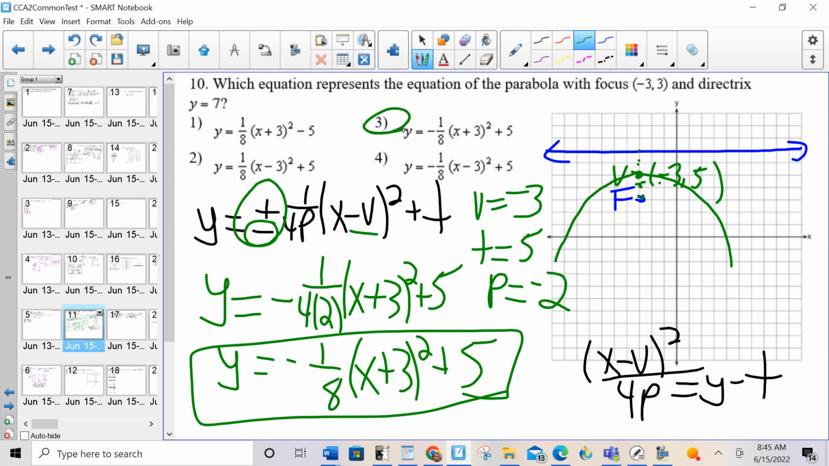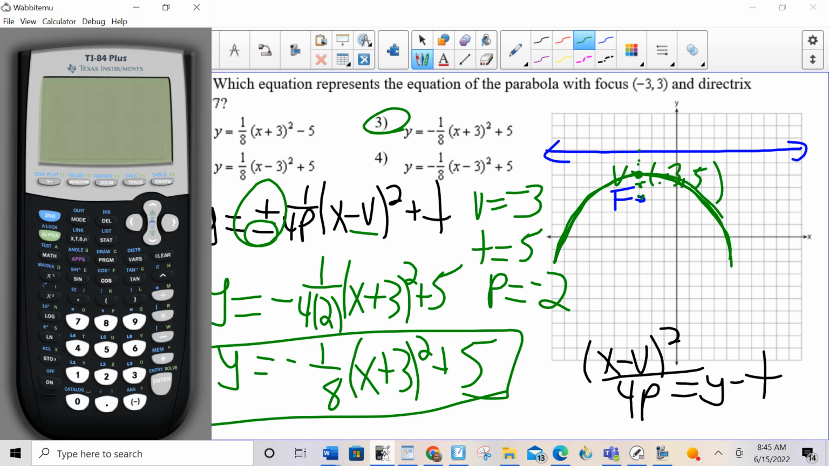Now, something else you can do once you get your sketch, because I see a lot of students were having trouble. They're able to get the sketch, but they're not able to get to the equation because they can't remember anything. Once you have the sketch, you can type in each one and look at it and see which one matches up. So for choice 3, I can type in negative 1/8 (x plus 3) squared plus 5, zoom 6.